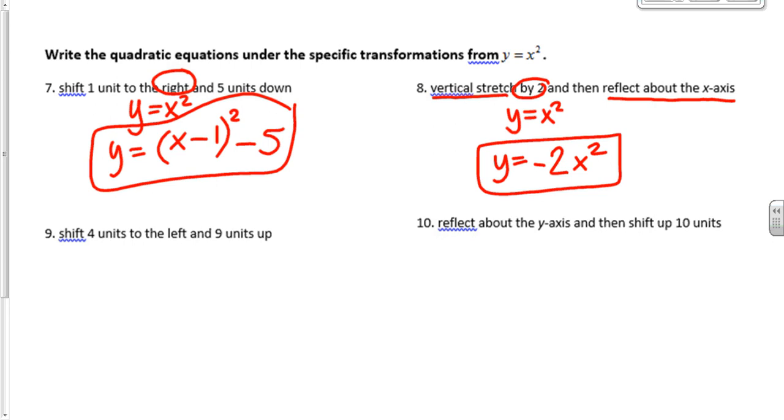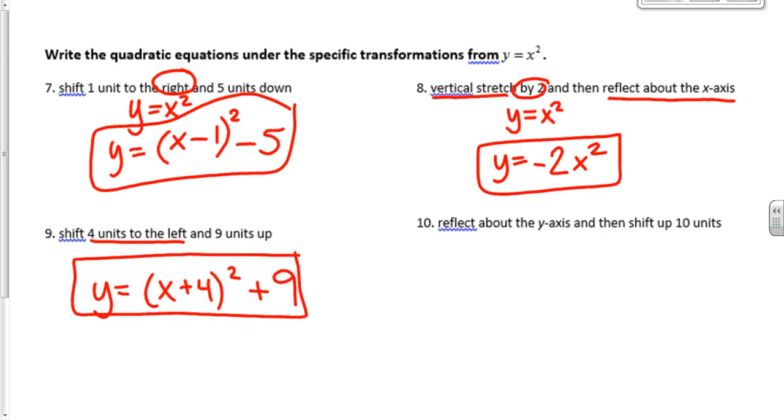Okay, see if y'all could do 9. It's very similar to number 7. Okay, so y equals, it's 4 to the left, so that is inside the parentheses, and it's opposite of what you'd think, so it's plus 4. And 9 units up, so plus 9. Then number 10, reflect across the y-axis, so that's actually occurring on my x, right, in the parentheses. Squared, and then shifted up 10, so that's plus 10 on the outside.